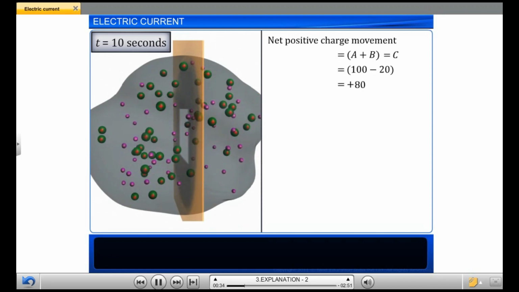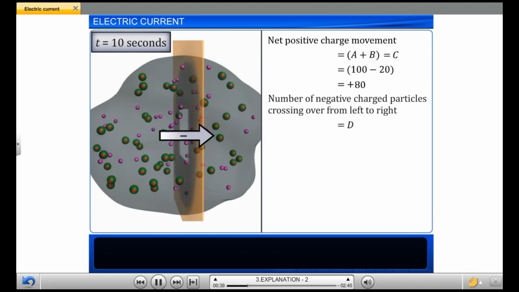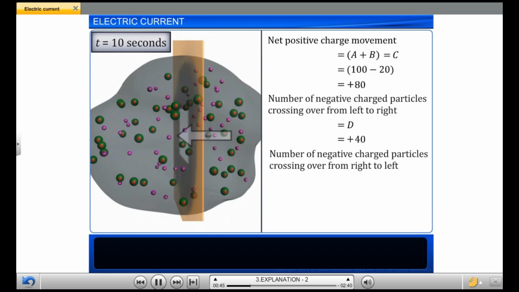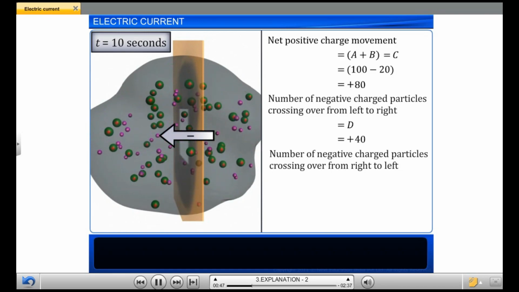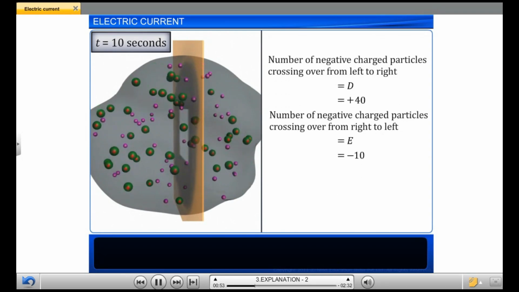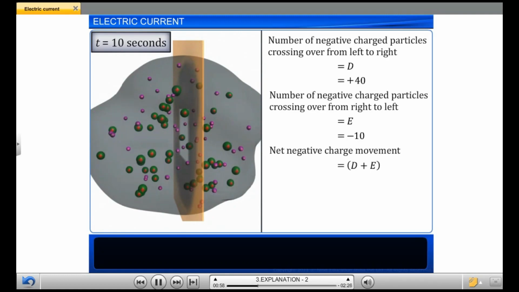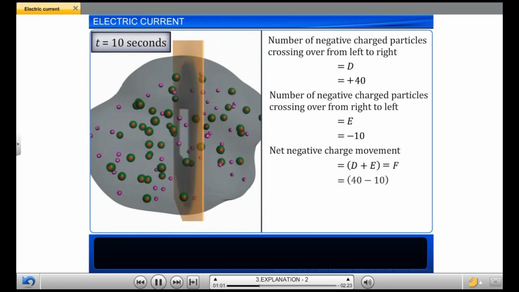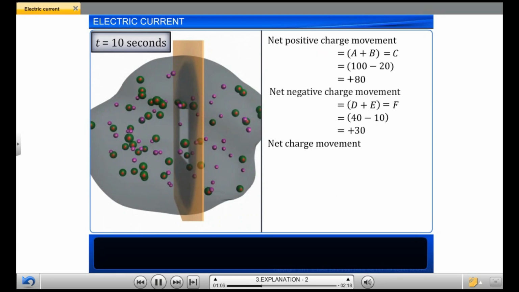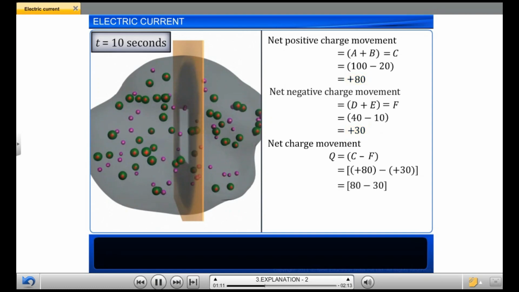The number of negative charged particles crossing over from left to right is equal to D, which is equal to plus 40. The number of negative charged particles crossing over from right to left is equal to E, which is equal to minus 10. The net negative charge movement is equal to D plus E is equal to F, which is equal to plus 30. The net charge movement, Q, is equal to C minus F, which is equal to 50.